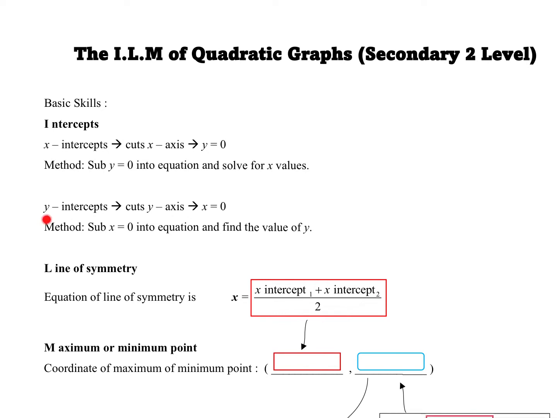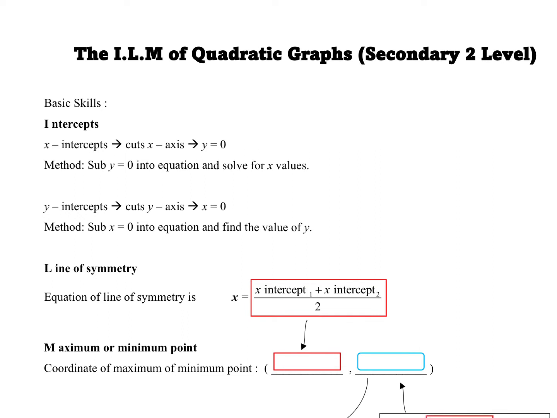Next one, for the y-intercept. The y-intercept means it cuts the y-axis. Now when the point cuts the y-axis, the value of x will become 0. Now what we need to do is just substitute x equals 0 into the equation and we'll be able to get the value for y.